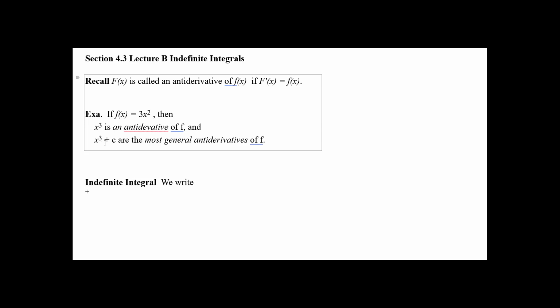In fact, if you add any constant c, it is still an antiderivative. You can show that all antiderivatives will be of this form. It follows from the mean value theorem that we learned before. So if you ask what are all the antiderivatives, they will be of this form. Therefore, we say x cubed plus c is the most general antiderivative of f. Okay, so this is what we learned before.